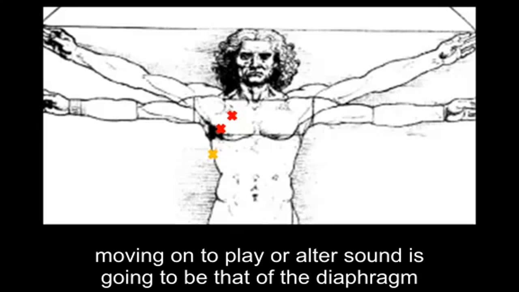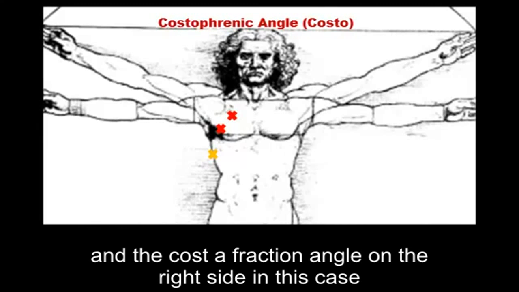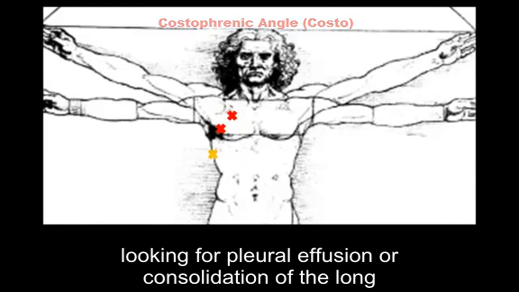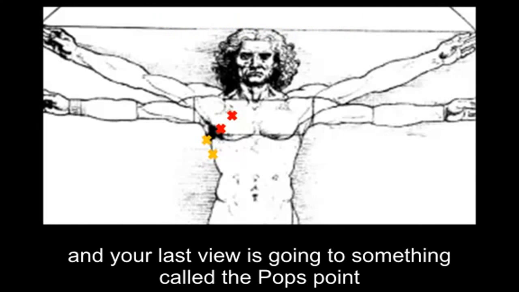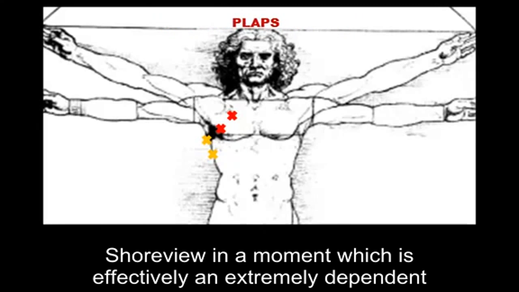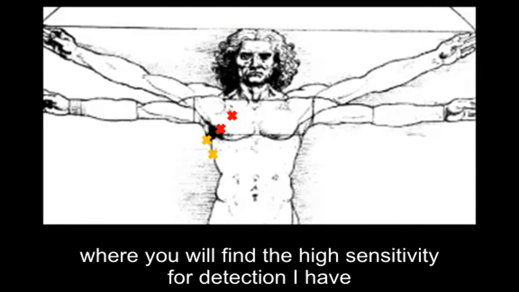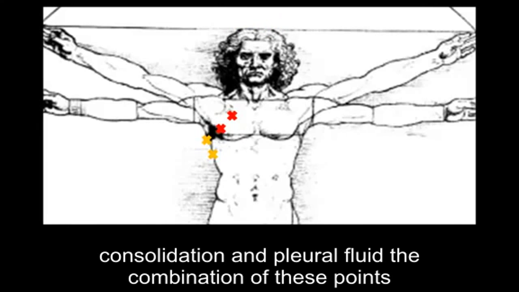Moving on to pleural ultrasound is going to be that of the diaphragm and the costophrenic angle on the right side in this case, looking for pleural effusion or consolidation of the lung. And your last view is going to be something called the PLAPS point, which we'll review in a moment, which is effectively an extremely dependent region of the lung where you will find the highest sensitivity for detection of consolidation and pleural fluid.